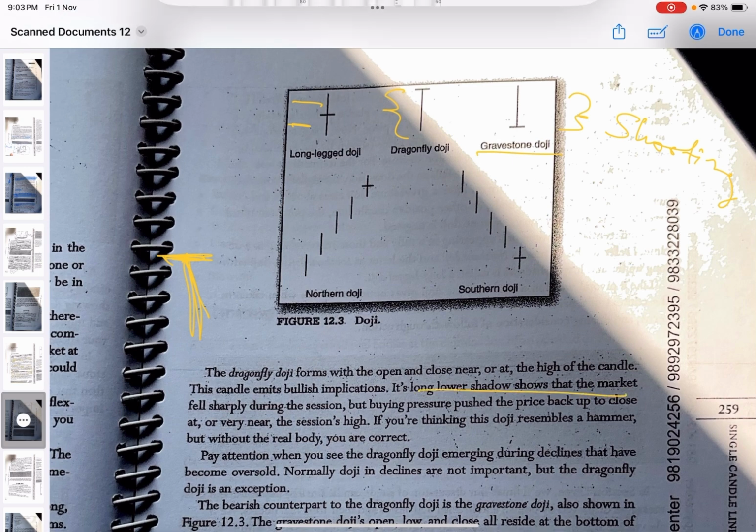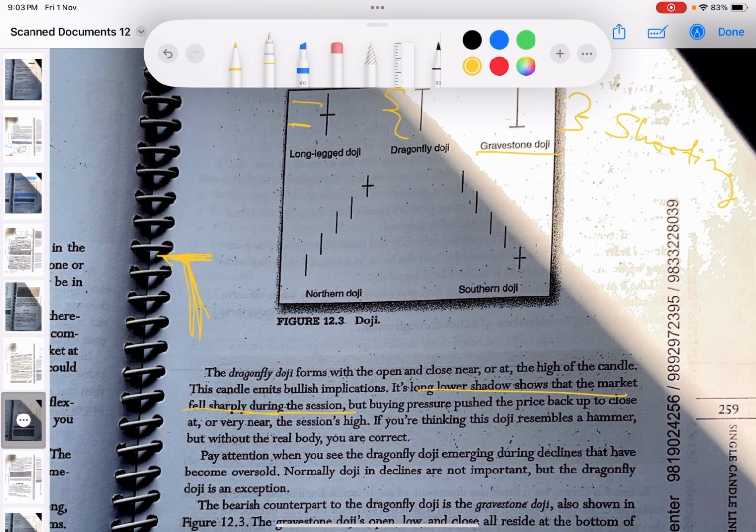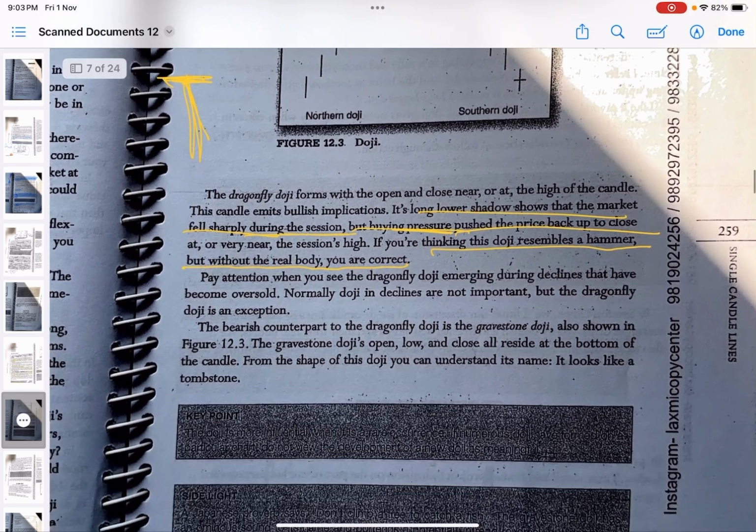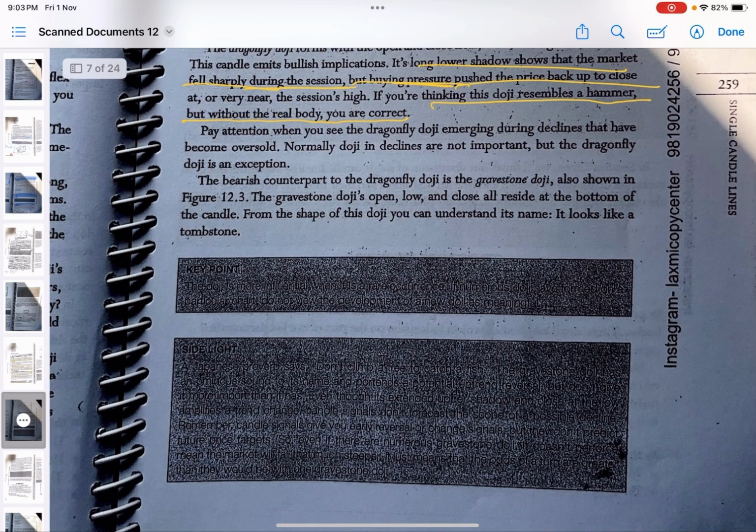Its long lower shadow shows that the market fell sharply during the session, but the buying pressure was so strong that it pushed the price back up to the close, which is very near to the high as well. If you're thinking this doji resembles a hammer but without the real body, you are correct. So that's what I just told you, that dragonfly is very similar to a hammer, but the only difference is that it doesn't have a real body.